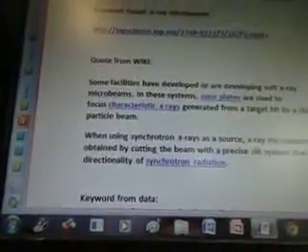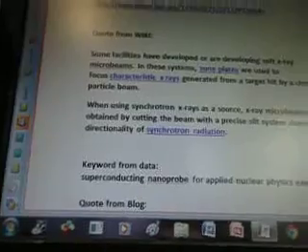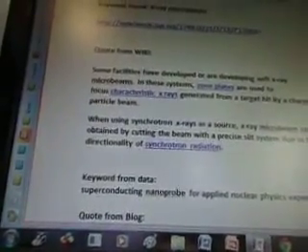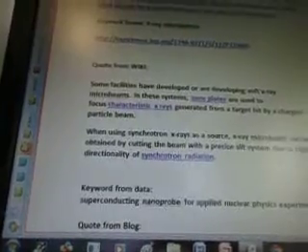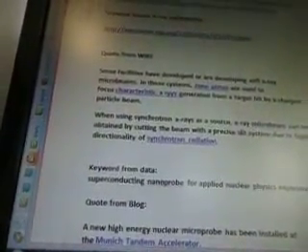So I'm going to quote from Wiki. I looked it up. Some facilities have developed or are developing soft X-ray microbeams. Now, isn't that interesting? Because we're talking about X-rays and microwaves, and this is an X-ray microbeam. Okay? So in these systems, zone plates are used to focus characteristic X-rays generated from a target hit by a charged particle beam. When using synchrotron X-rays as a source, X-ray microbeam can be obtained by cutting the beam with a precise slit system due to high directionality of synchrotron radiation.